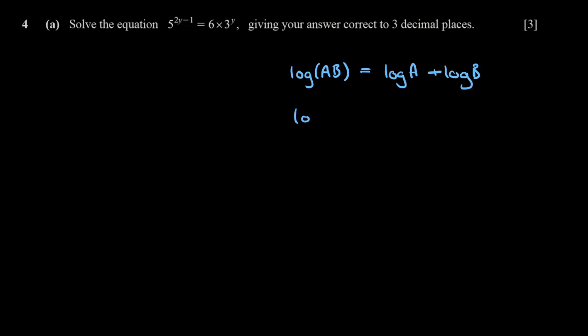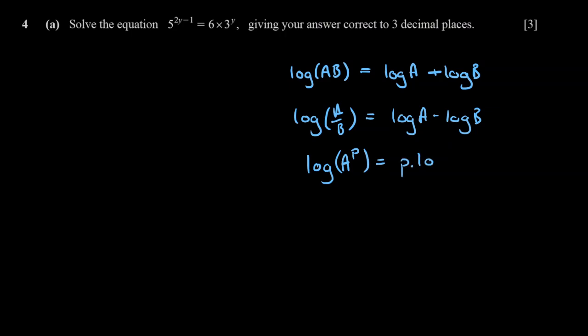The second rule is if we've got the log of a divided by b, then that's equal to the log of a minus the log of b. And lastly, if I've got the log of a to the power of p, then that's equal to p times the log of a. Now how am I going to use that in this question? Well, first I'm going to take logs of both sides. So I'm going to write this as log of 5 to the power of 2y minus 1 is equal to log of 6 times 3 to the power of y. Now I can use the third rule on this power here.